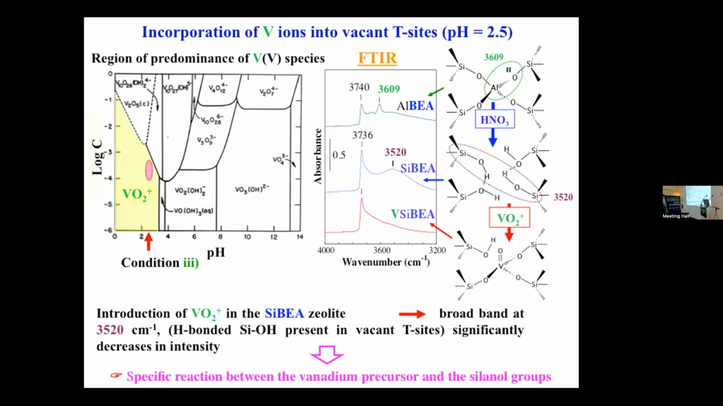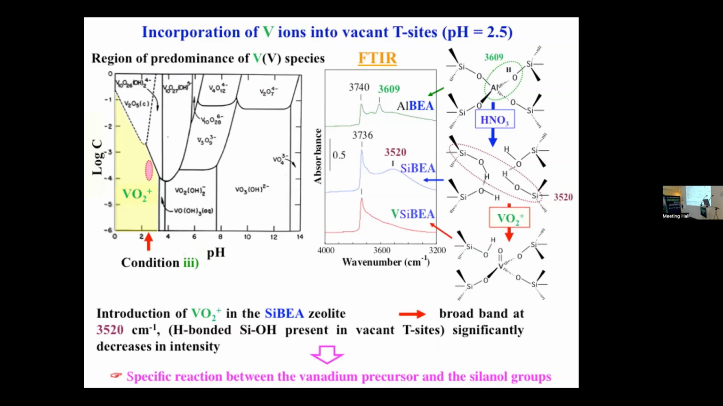Then we contact VO2+ with this Si-beta. What happened? VO2+ reacts with the OH groups and is incorporated in the framework position with formation of vanadium beta zeolite. So here you have V-Si-beta. What happened in the infrared? In the infrared, we observe the decreasing, disappearing of this band, which means that this group interacts with this, with formation of this, and this is disappearing.